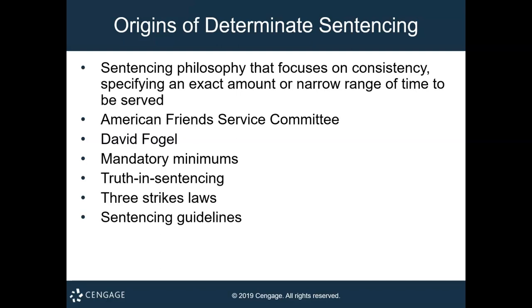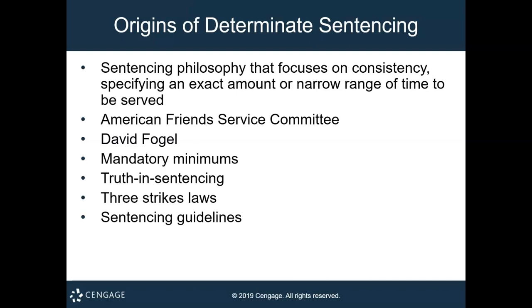Mandatory minimum sentencing. There are certain offenses for which judges have zero discretion. This is also part of determinate sentencing. So no matter what happened during the crime, no matter how some part of the criminal offense tugs at someone's heartstrings, it doesn't really matter. Judges in certain crimes have zero discretion.